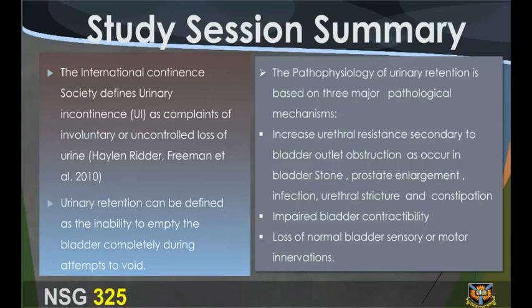The pathophysiology of urinary retention is based on three major pathological mechanisms: increased urethral resistance secondary to bladder outlet obstruction, as occurs in bladder stone, prostate enlargement, infection, urethral stricture, and constipation; impaired bladder contractility; and loss of normal bladder sensory or motor innervation. End of study session 2.